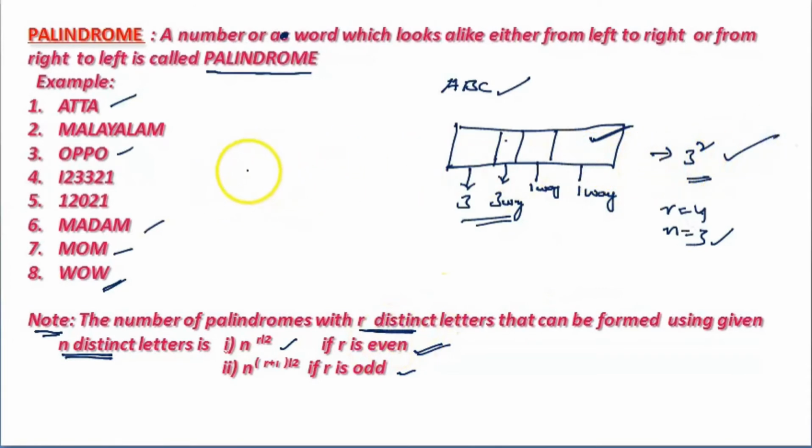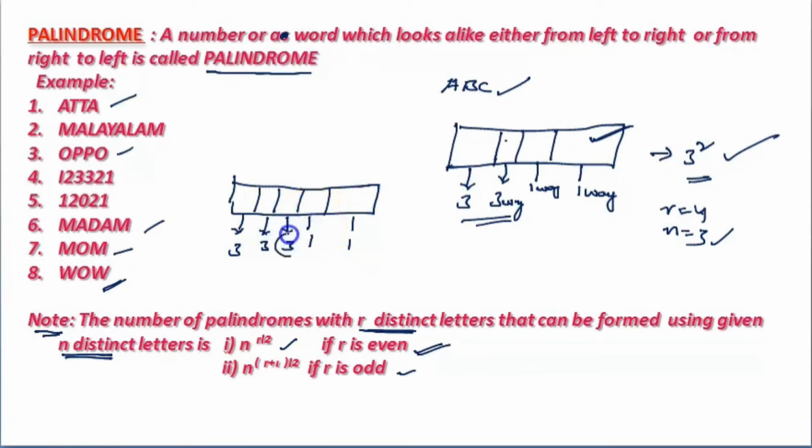Okay, next one, look into this. 5 letters: 1, 2, 3, 4, 5. So from the beginning, ABC are the letters, so I can write it as 3 ways. The last one is 1 way. Next one 3 ways. The second to last one is 1 way. The third one in 3 ways. So the number of 5-letter palindromes that can be formed with the 3 letters ABC is 3 power 3.